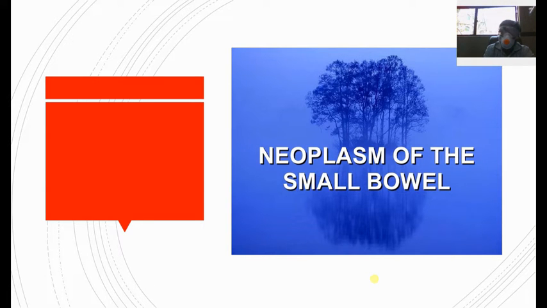later on, if we have time, we will also discuss the topic of short gut syndrome, because after discussing all these conditions you may come across a situation when a surgeon will embark upon the resection of the intestine, resulting in short gut syndrome. So, what are the neoplasms of the small bowel?